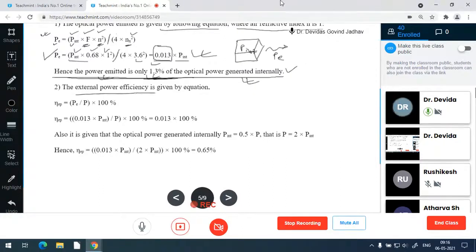Second, external power efficiency we have to calculate. So eta EP is PE upon P. PE is the emitted optical power, P is the electrical power, into 100%. So P emitted we have from the calculation, 0.013 P internal. You can substitute 0.013 into P internal, which we have calculated just now, divided by P, where P is the electrical power, multiplied by 100.